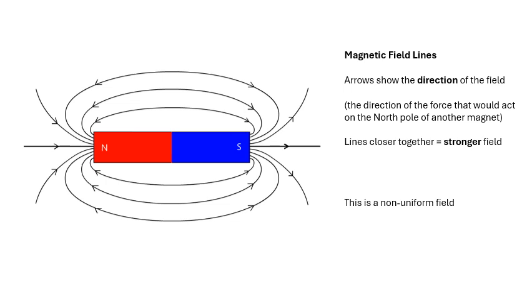And with other field lines, the closer together the lines are, the stronger the field. So in this case, the field is strongest near the poles of the magnet. And this is an example of a non-uniform field.